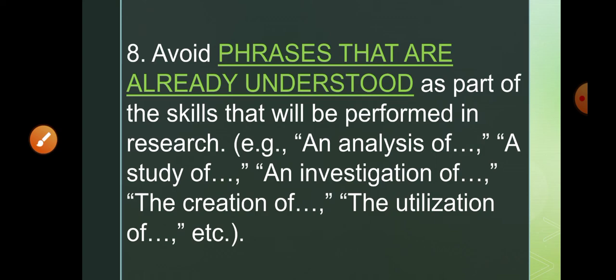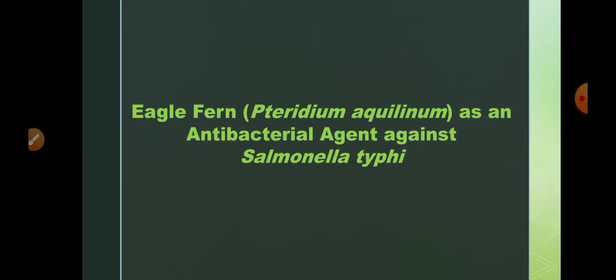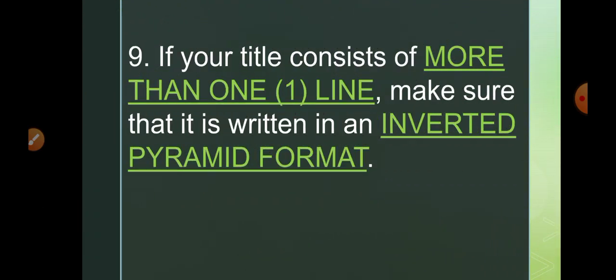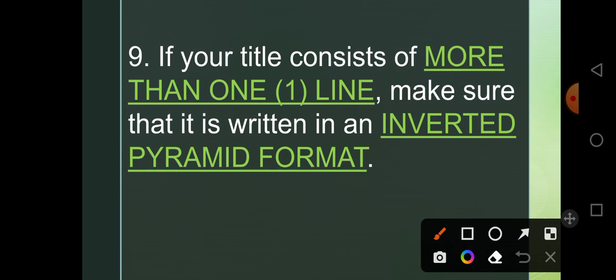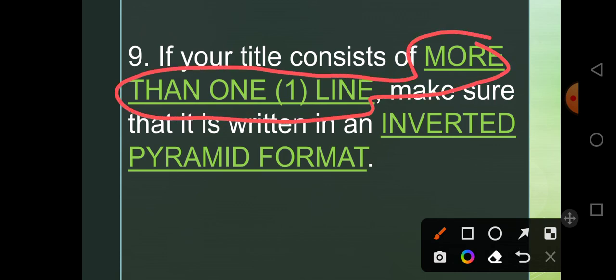And for our last guideline, class, let us take a look once again at our title. We have our final title, Eagle Fern as an antibacterial agent against Salmonella typhi. This time, class, notice the way it is written. As you can observe, the title is written using an inverted pyramid format. And with that, our last guideline is that we must write the research title using an inverted pyramid format. If your research title consists of more than one line, you must write it using the inverted pyramid format.